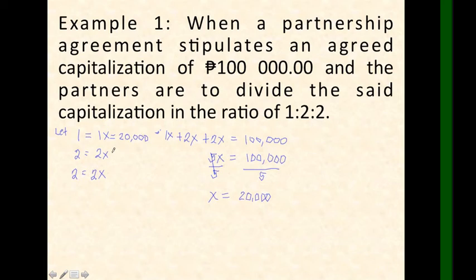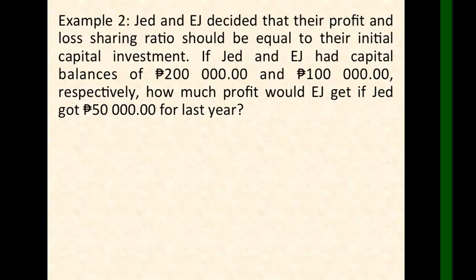Next, 2 times 20,000 is 40,000. And 2 times 20,000 is also 40,000. To check if you are correct, add all this number. Ang dapat mo makuha dyan is 100,000. Okay? 100K. So, ibig sabihin, in a partition, makakatanggap sila ng 20,000, 40,000, and 40,000 based doon sa 100,000 na kapital.